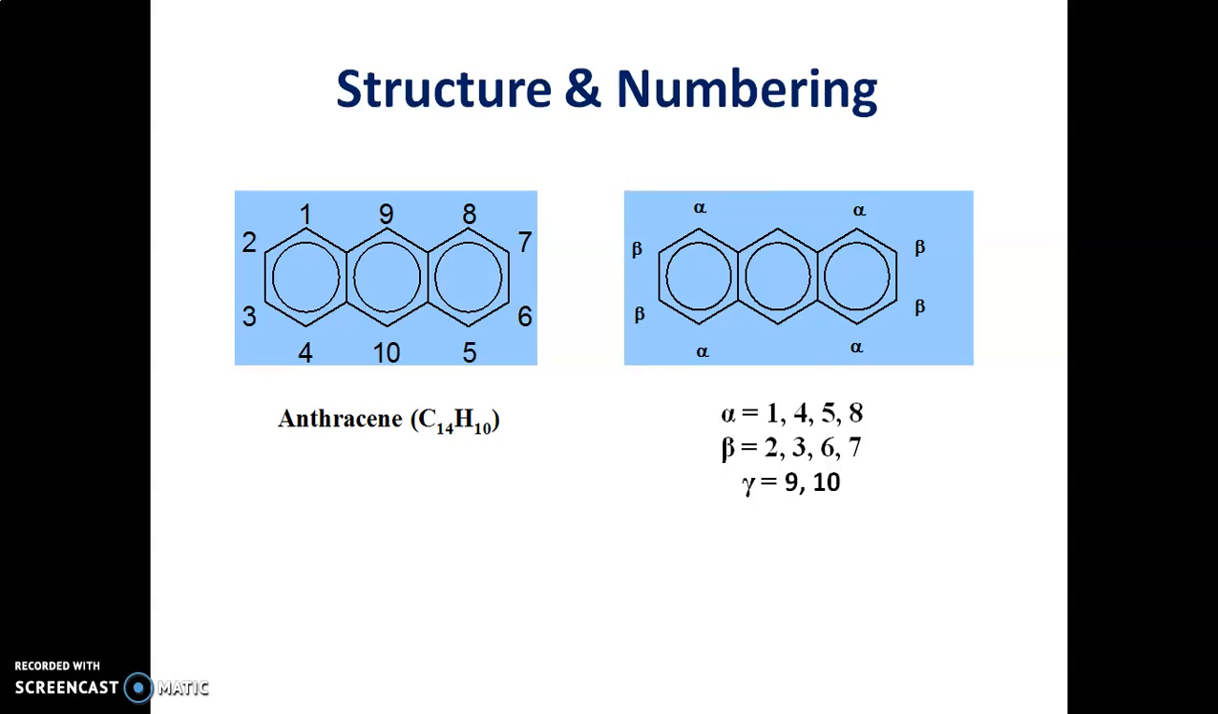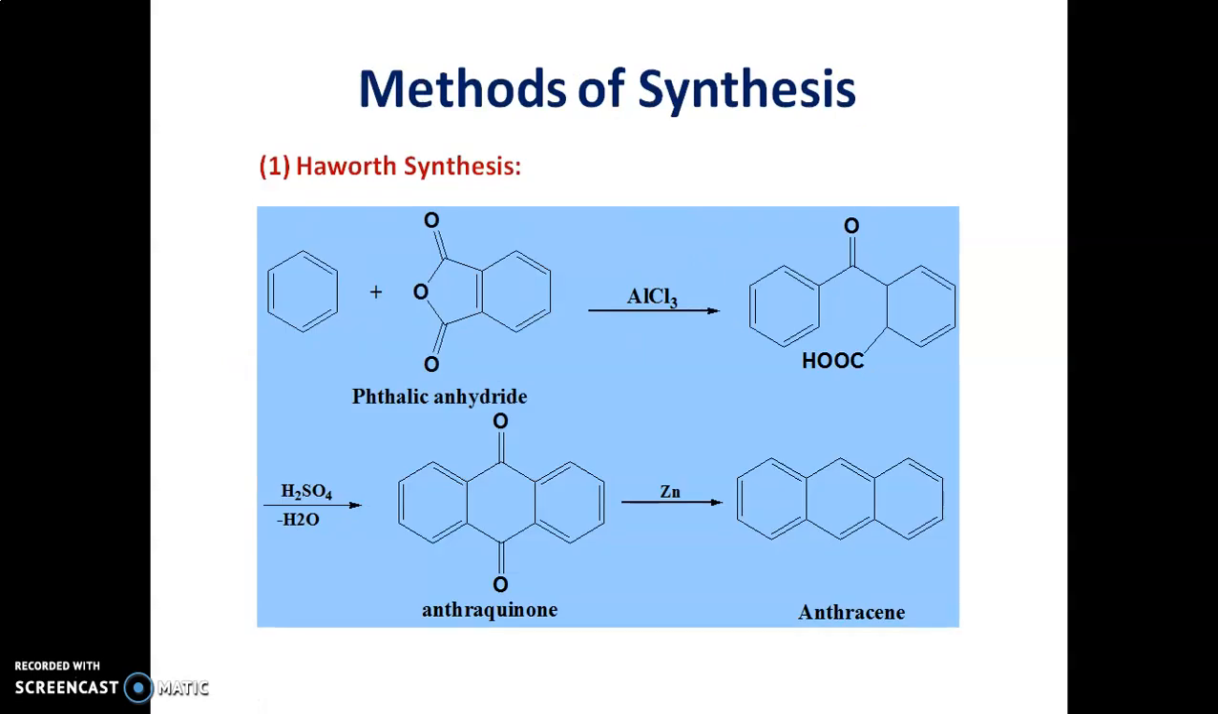It is clear from these two modes of numbering that there are three different positions which can be sites for monosubstitution in anthracene. The other way of numbering anthracene is we can number the position 1, 4, 5 and 8 as alpha, position 2, 3, 6 and 7 as position beta, whereas the number 9 and 10 gets gamma position. Now let us discuss the different methods for synthesis of anthracene.